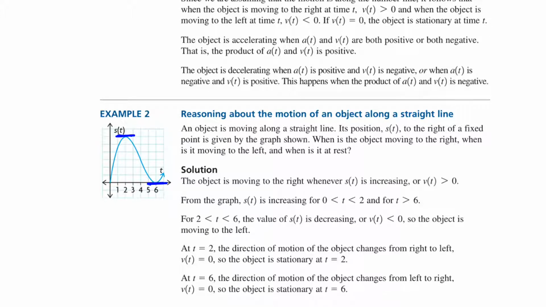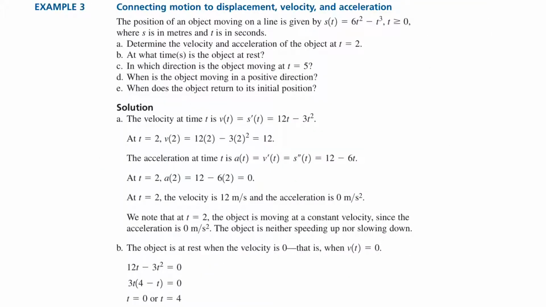The object is moving in the positive direction, or right, when the slope of the tangent line is positive. Between 0 and 2, at any point, the slope of the tangent line is positive, therefore the object is moving to the right when t is between 0 and 2. Between 2 and 6, the slope of the tangent line at any point is negative. That means the object is moving to the left when t is between 2 and 6.